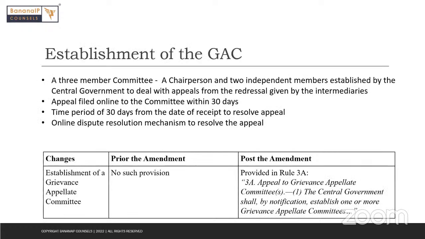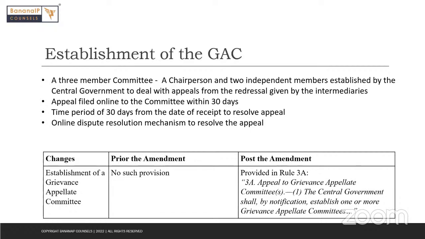To see first is the establishment of the GAC. It is a 3-member committee. It comprises a chairperson and 2 independent members, which will be established by the central government. And this is done to deal with the appeals from the decisions given by the in-house grievance officer of the respective intermediaries. The appeal must be filed online before the GAC within 30 days from the decision given by the grievance officer. And the GAC is given 30 days from the date of receipt to resolve any such appeal.